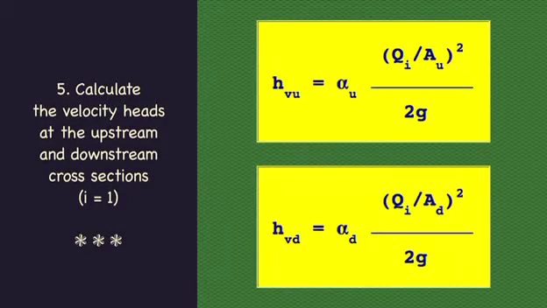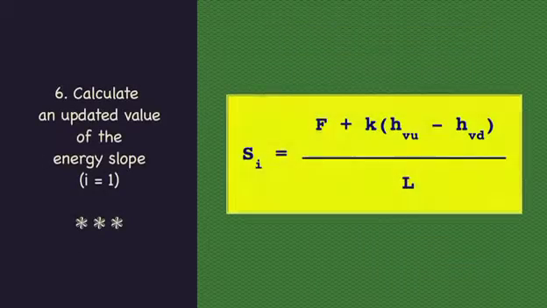5. Calculate the velocity heads at the upstream and downstream cross sections. 6. Calculate an updated value of the energy slope, in which K is a loss coefficient. For expanding flow, where the flow area increases in the downstream direction, K is equal to 0.5. For contracting flow, where the flow area decreases in the downstream direction, K is equal to 1.